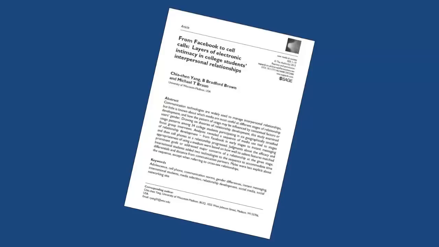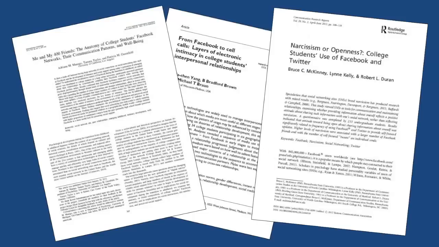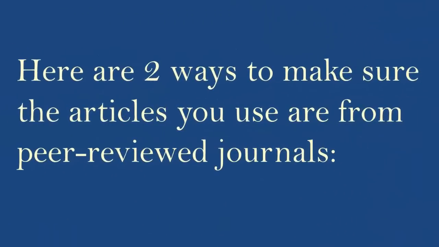When you find an article to use in your research, how do you determine if it is from a peer-reviewed journal? Many professors will assign papers and research projects that require you to find and use only articles from peer-reviewed journals. There are essentially two ways to determine if an article is from a peer-reviewed journal.